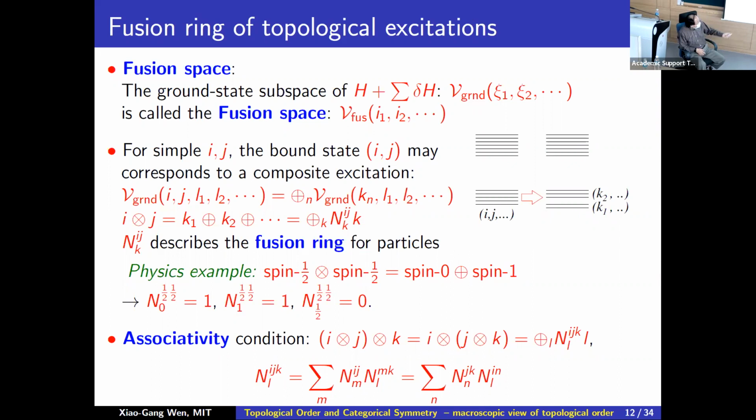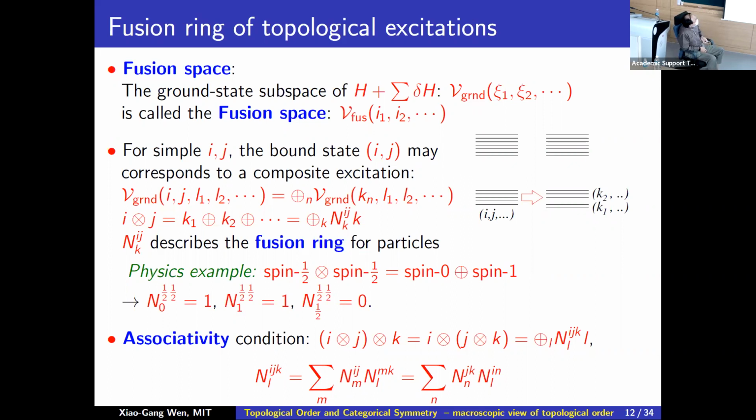The quantum dimension is 2 for spin 1/2. But when you fuse the two spin-1/2 together, the total dimension will be 4. So this 4-dimensional space can be the direct sum of a 1-dimensional and a 3-dimensional space. So that is a way to see how quantum dimension interacts with the fusion. Yeah, to have this property.